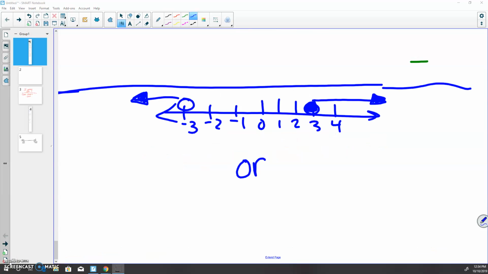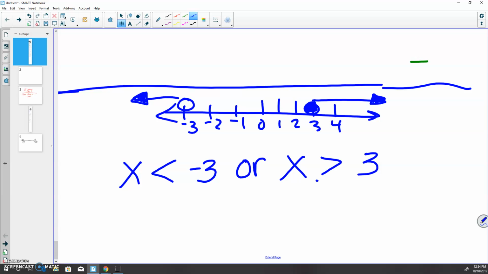Okay, you said that if they're going apart, it's what word? Or. So x, what's the first number circled? And which way is your line going? Left, so it's less than. Is it colored in? Okay. Your next one, what's circled? And which way is your line going? Is it colored in? Yes. So it's equal to.